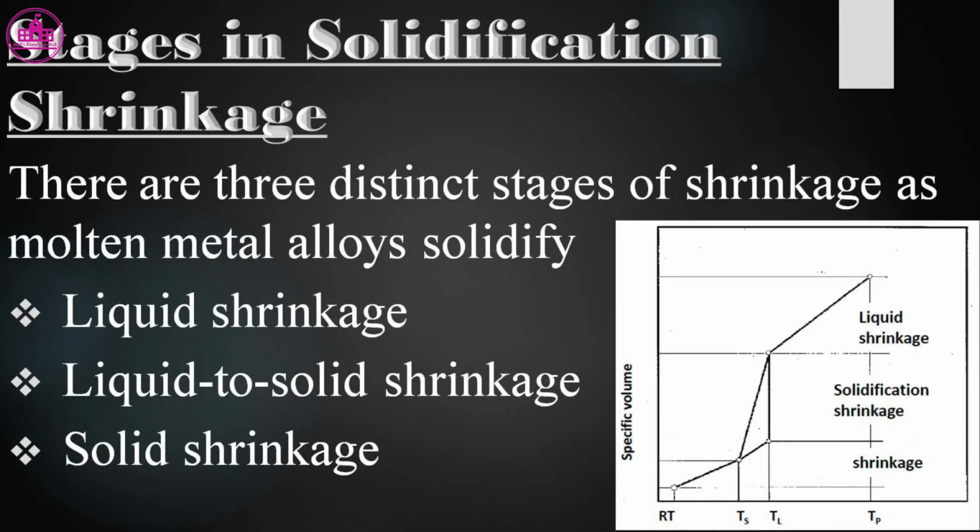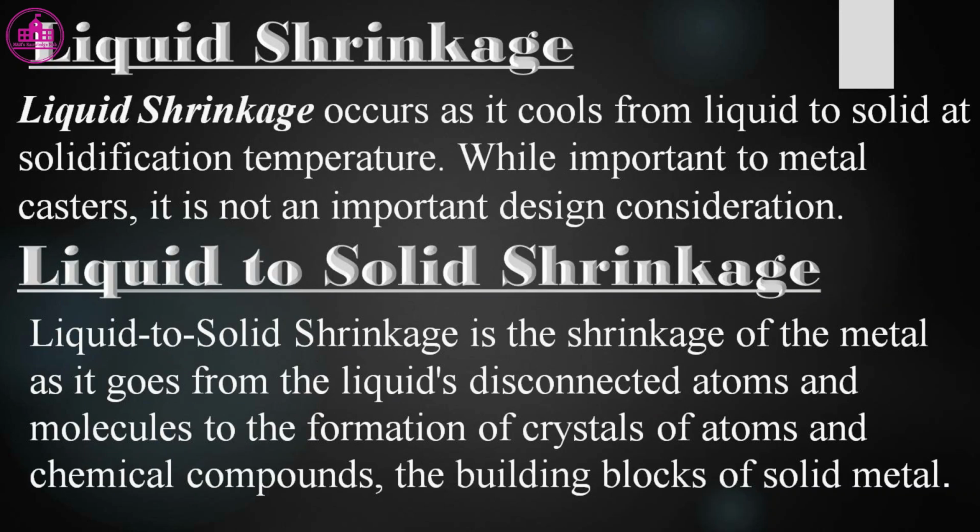Stages in solidification shrinkage. There are three distinct stages of shrinkage as molten metal alloys solidify: liquid shrinkage, liquid to solid shrinkage, and solid shrinkage. Liquid shrinkage occurs as it cools from liquid to solid at solidification temperature. While important to metal casters, it is not an important design consideration.